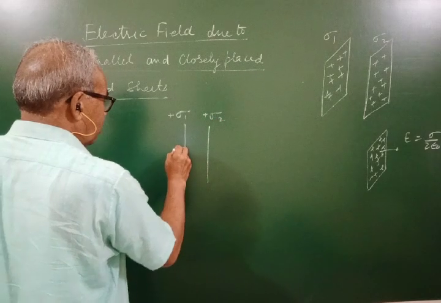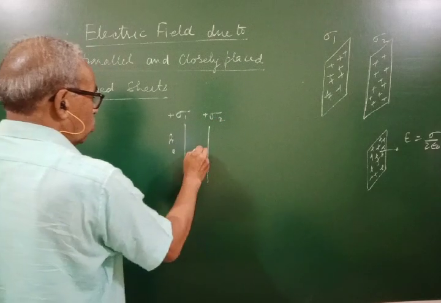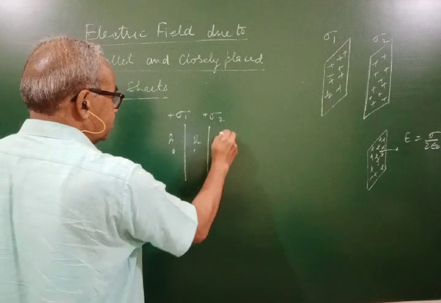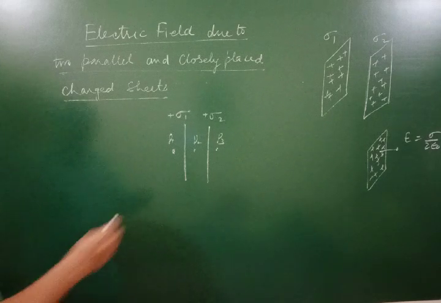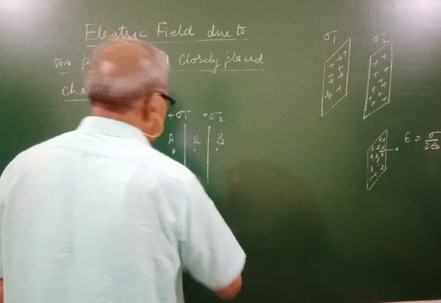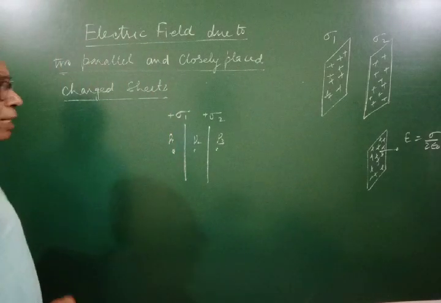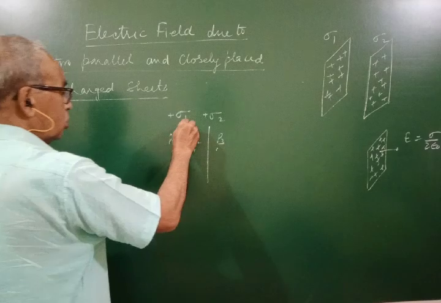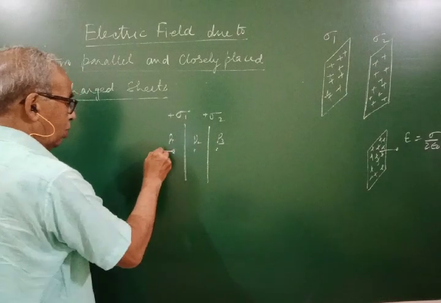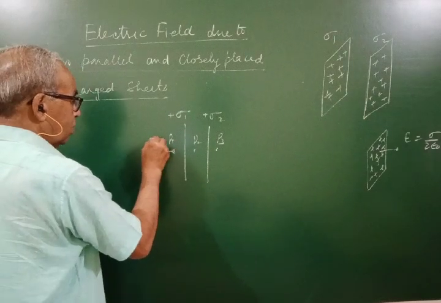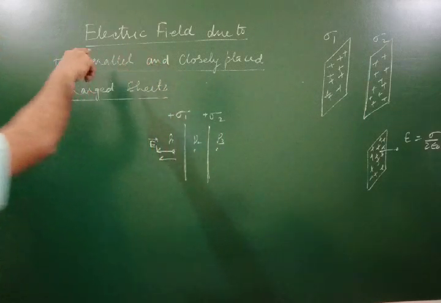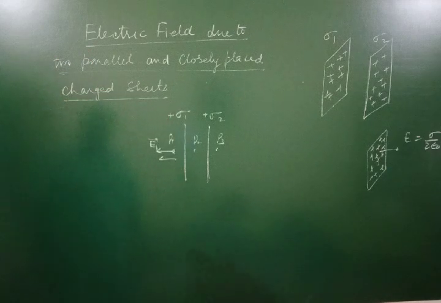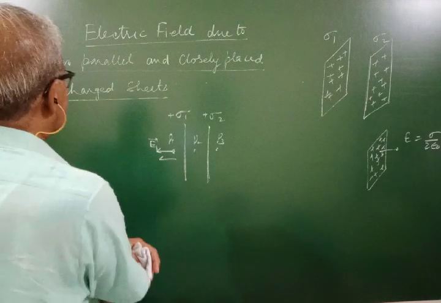Now there are points P1, P2 and P3 just close to the sheet. P1 in the left, P2 in between and P3 in the right. So the electric field due to sigma 1, it is positive charge, so it will be pointing this way, E1. And the field due to this also this way. I have placed the heading: electric field due to two parallel and closely placed charge sheets.